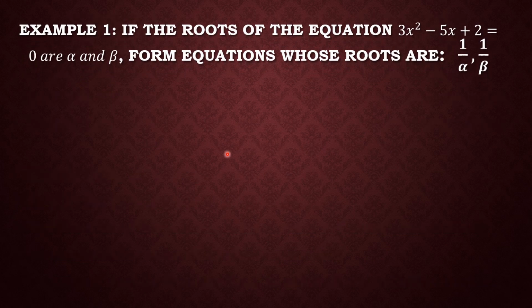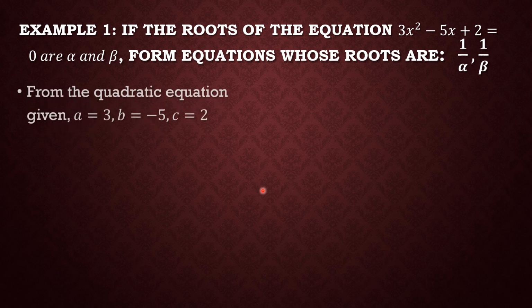Now, let's see an example. If the root of the quadratic equation 3x squared minus 5x plus 2 equal to 0 are alpha and beta, form equations whose root are 1 over alpha and 1 over beta. It means that for this old quadratic equation, these are the roots, but we are going to transform this root. They've been transformed into this format. So what do you think the equation will be? Now, these are the steps.